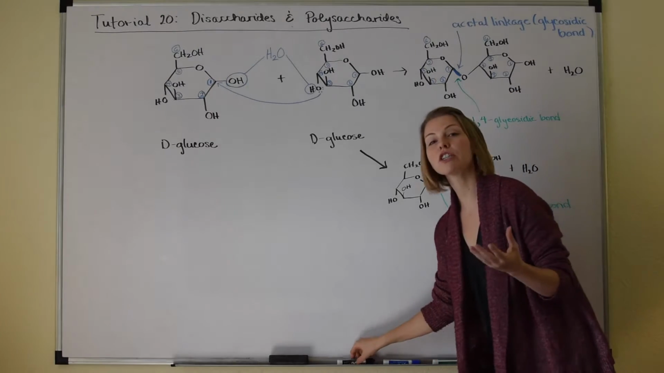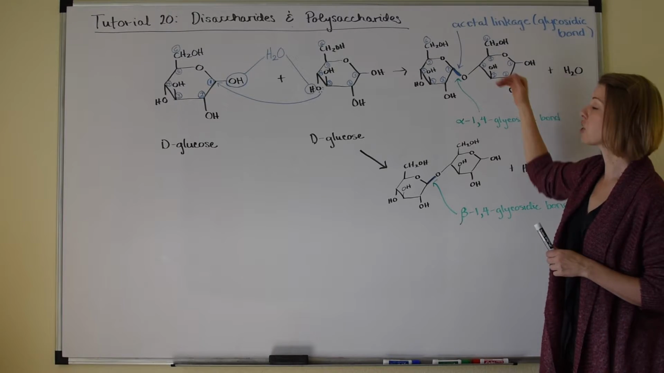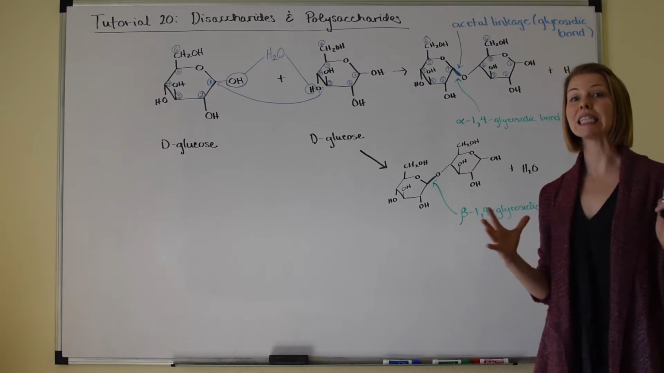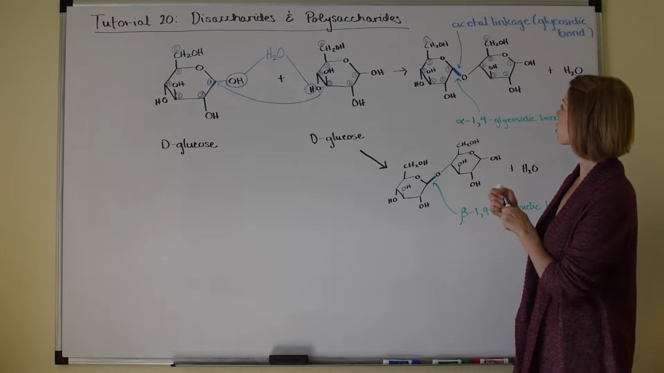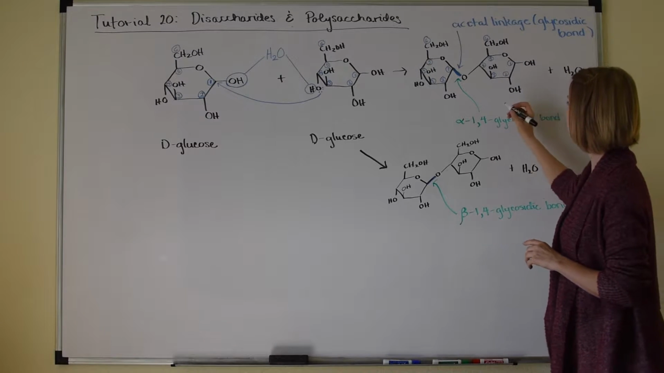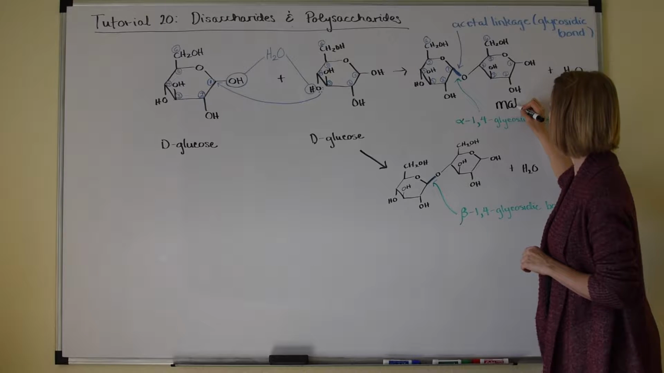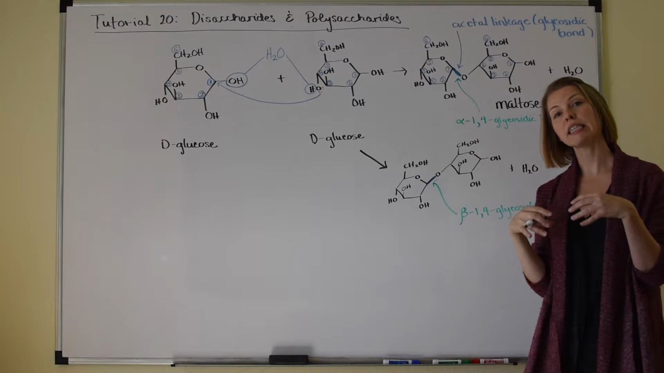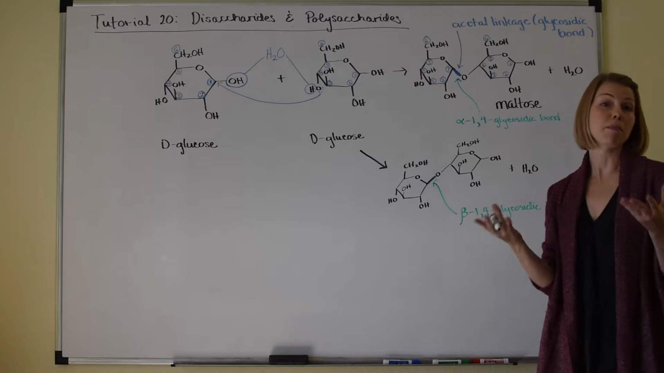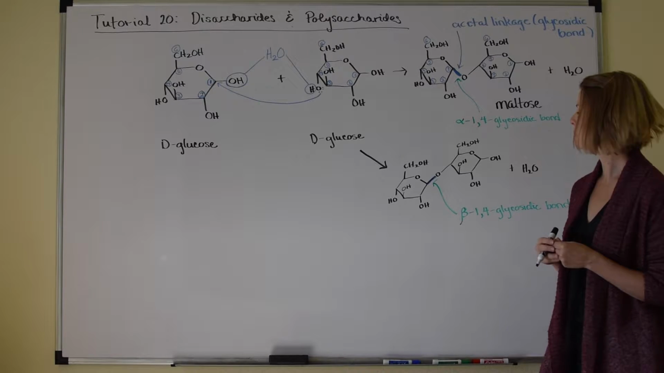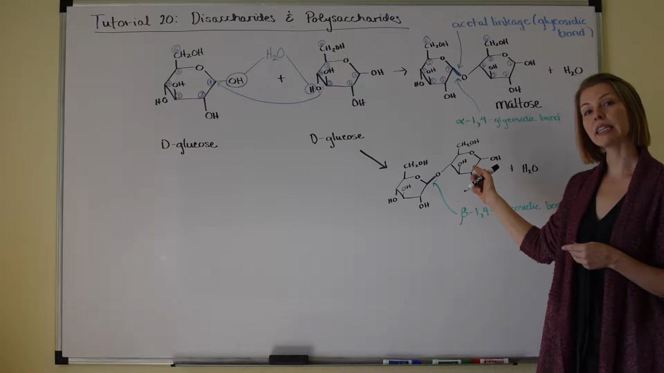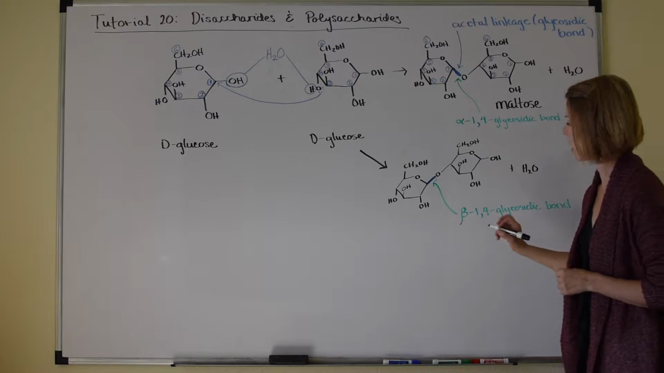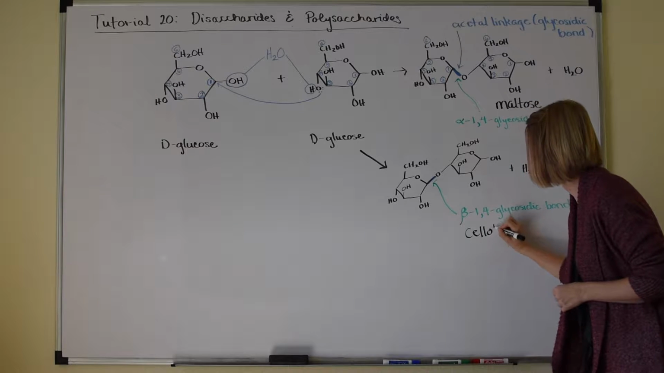All right, so I mentioned before that the orientation of that glycosidic bond, whether it's alpha or beta, results in two completely different disaccharides. The first is a very common disaccharide called maltose. Two D-glucose units connected by an alpha 1,4 glycosidic bond make the disaccharide known as maltose. Two D-glucose units connected by a beta 1,4 glycosidic bond make a completely different disaccharide known as cellulose.